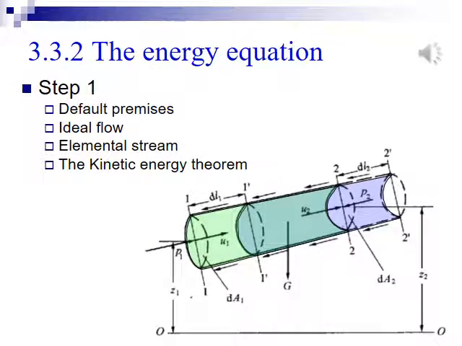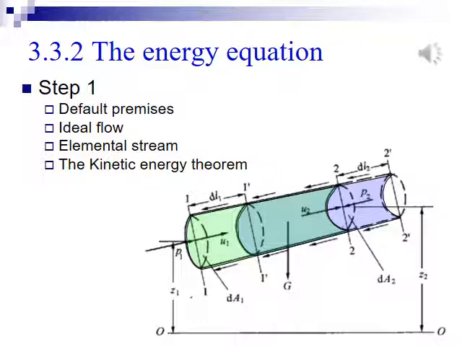Now come to the most important equation, the energy equation. We will have several steps to derive the final form of it. In step 1, we deal with ideal elemental flow with the kinetic energy theorem. You must remember we are talking about steady flow. Take an elemental flow as our analysis object.